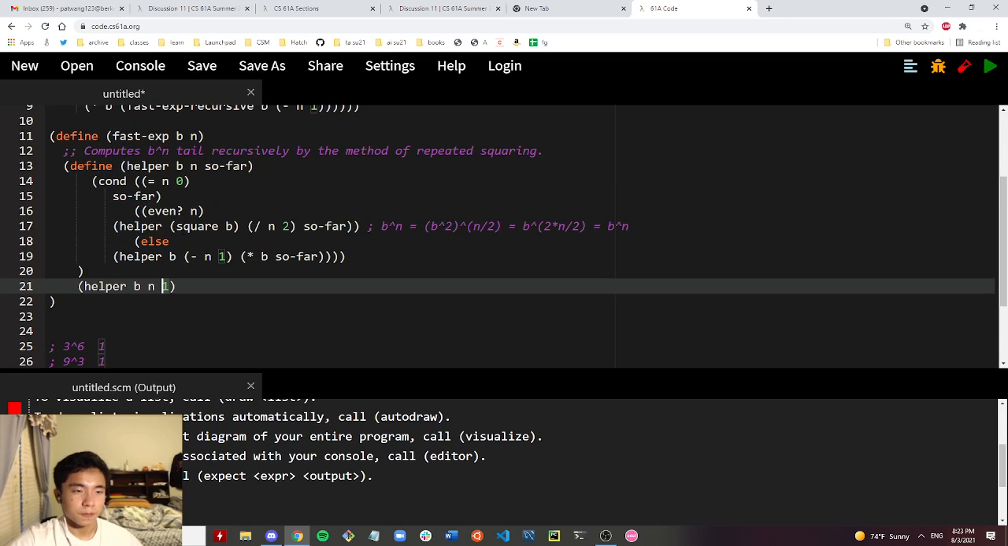And yeah, that's going to be fast exponentiation, tail recursively.